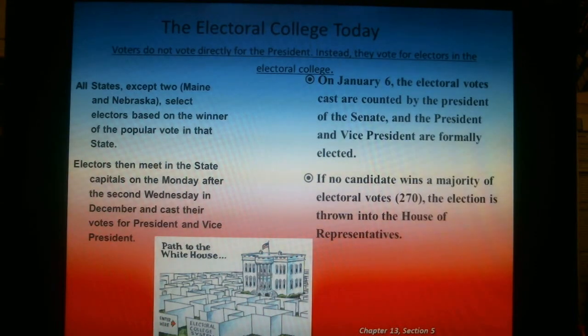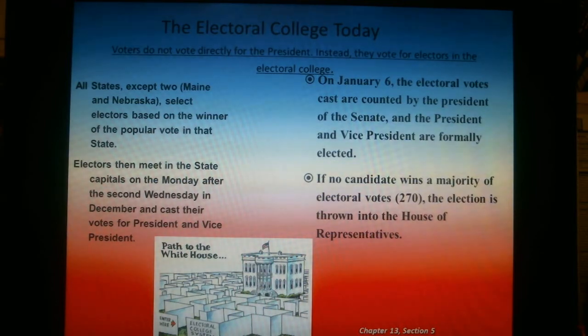If no candidate wins the majority of the electoral vote, which needs 270, and where they get that number from is there are 435 House members, there are 100 senators. You add that up and that becomes 535. Then there are 3 from the District of Columbia, so now you have 538. In order to be President of the United States, you must get 1 over the majority. Well, you split 538 in half, and that's where you get 270 then.